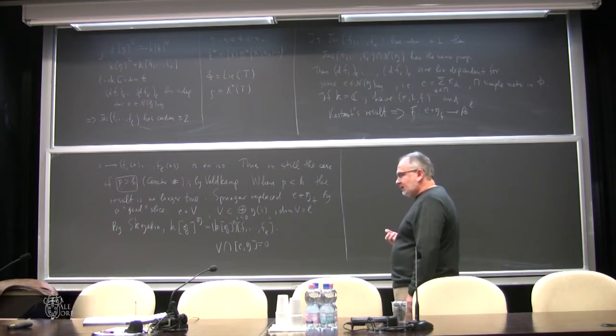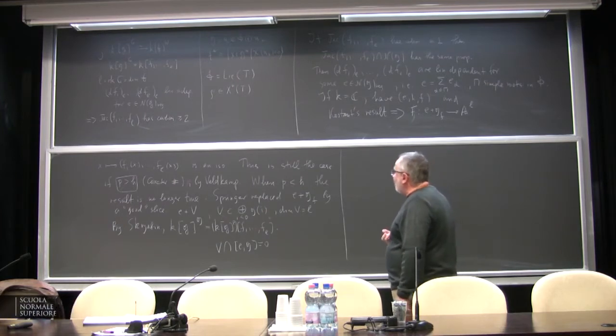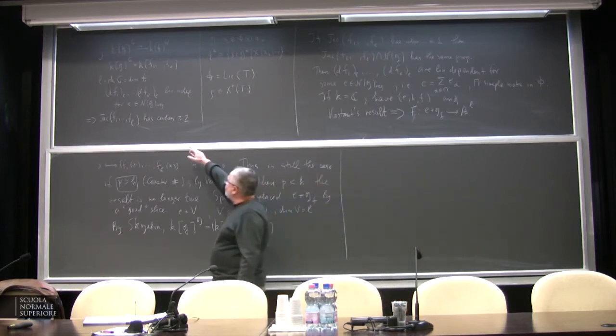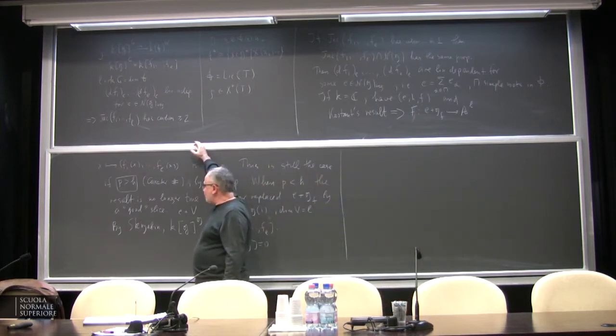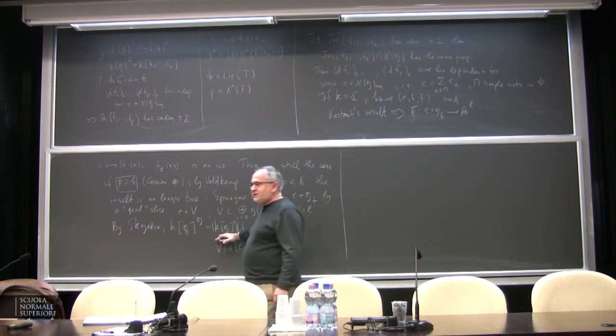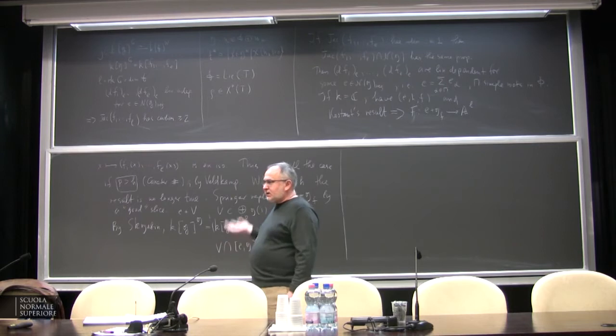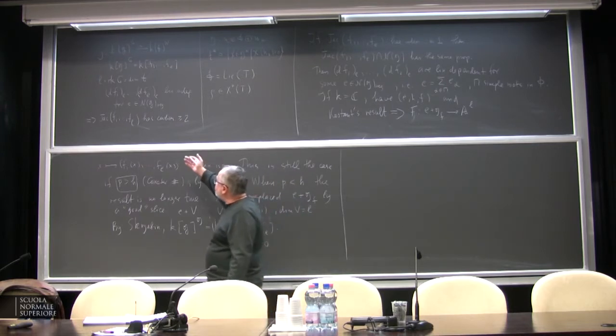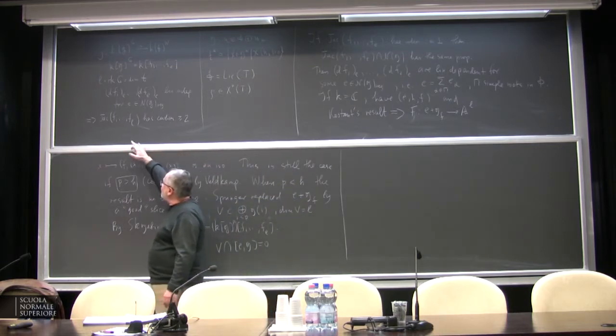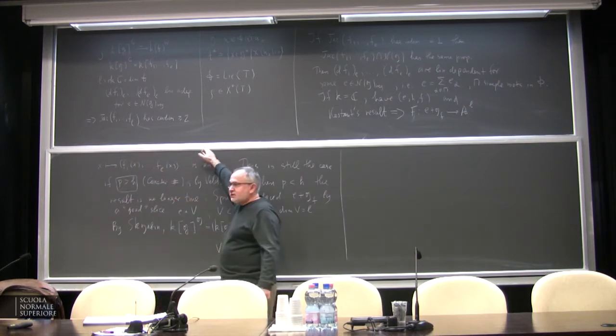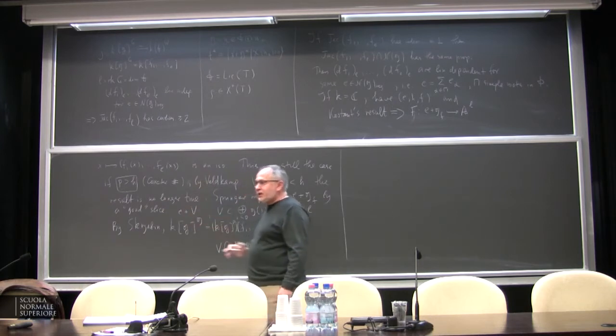But how is it used by Skryabin? Well, Skryabin requires that if this Jacobian has co-dimension bigger than 2, then this holds. That's a statement of Skryabin's theorem that I wrote. So we found that Skryabin's result doesn't require anything about this F112, provided that you have these properties of the Jacobian dimension, which one has to check.